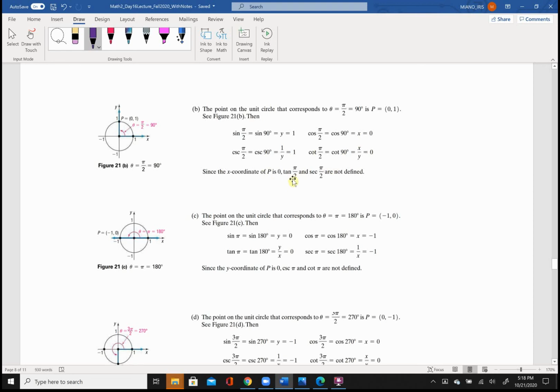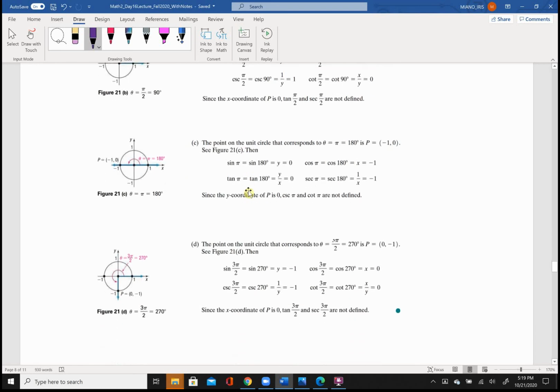It'll be your tangent, in which you have an x in the denominator space for both of those, equaling 0. So therefore the tangent and the secant are undefined. But the cosecant is defined, and it occurs at the reciprocal of that y output of 1, so 1 over 1 is just a 1. And then the cotangent, which is the x over y, that'll be a 0 over 1, or just a 0.